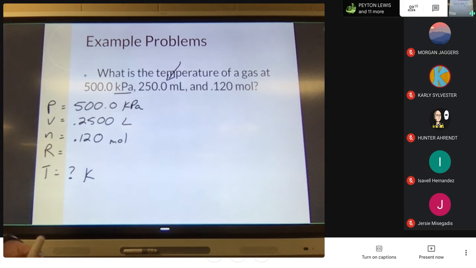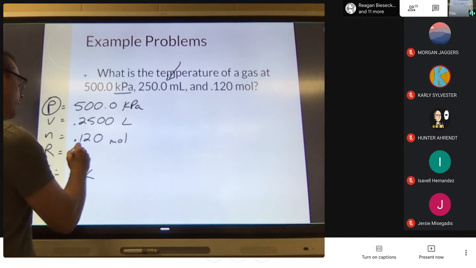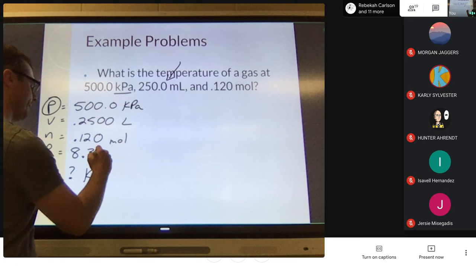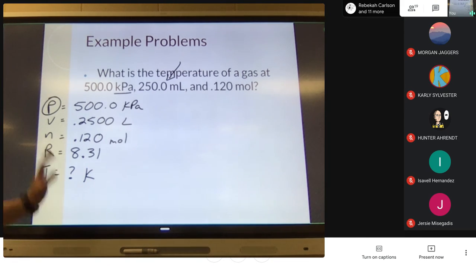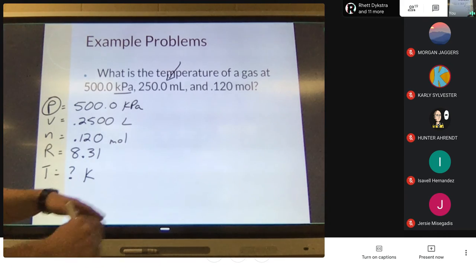Now, we have to use the correct value for R. A lot of times people just flip a coin with this stuff. Please, once again, pay attention to your pressure. Your pressure is in kPa, so you have to use the one, 8.31. I'm not writing all the labels down because I have everything else here. Like I said, we ain't got time for that.